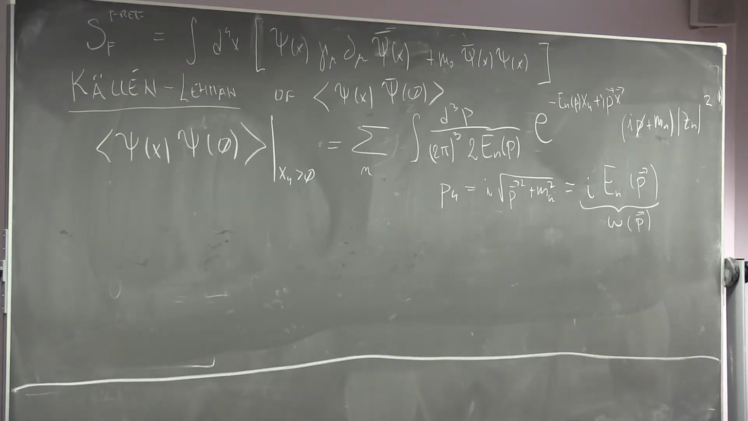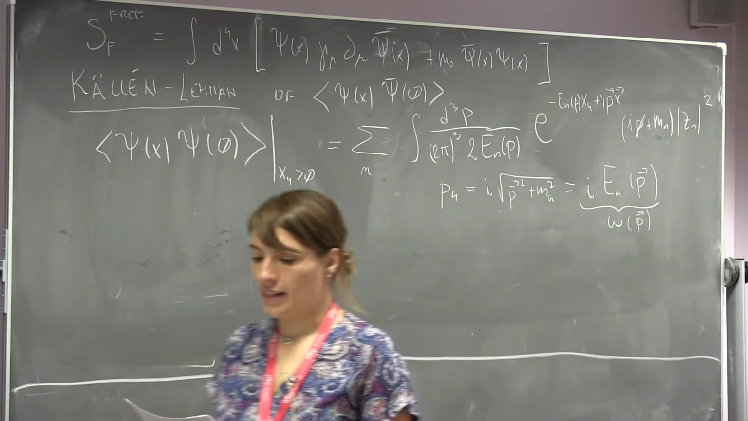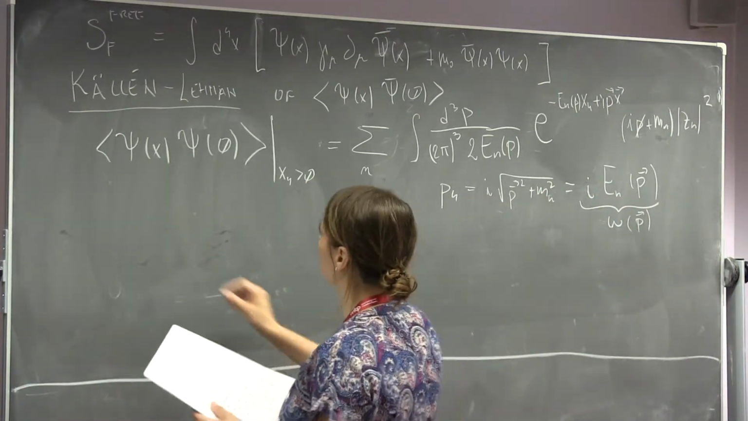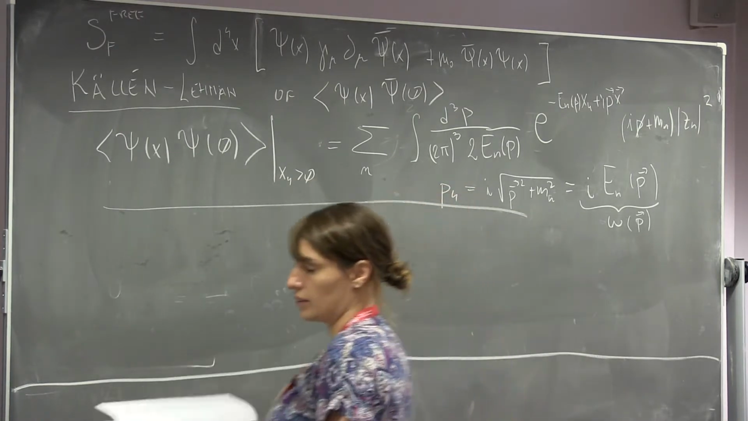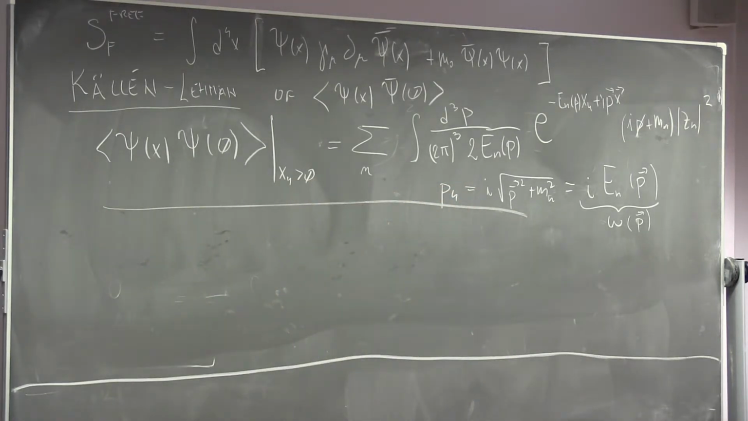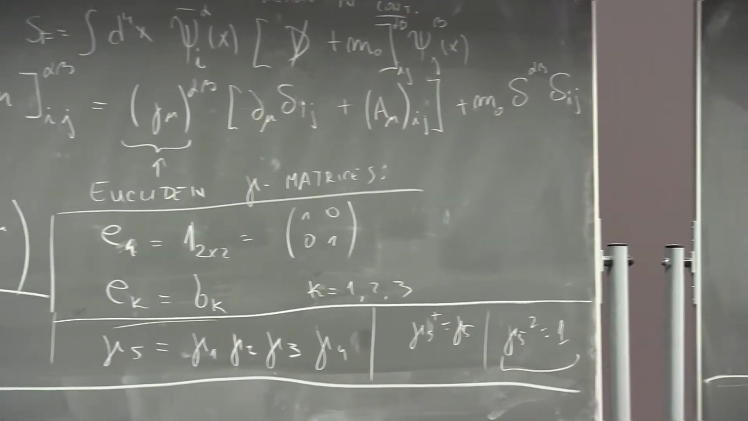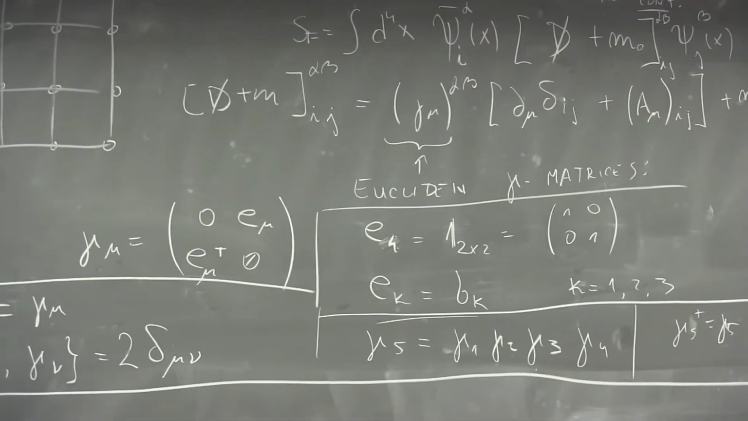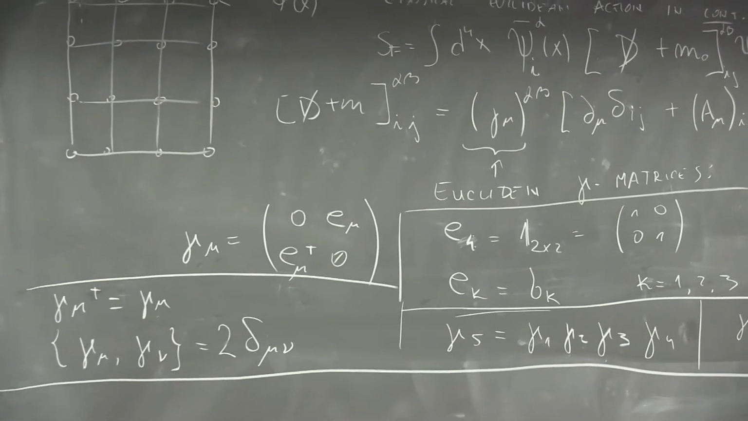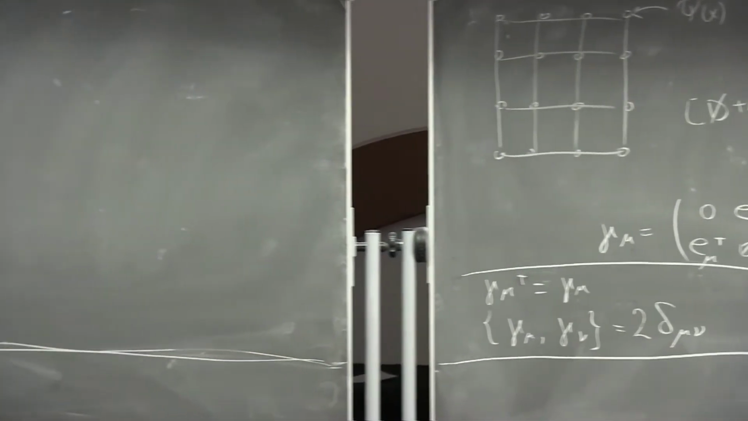We've seen in the scalar theory that the spectrum contains a single particle state with some energy E_n of p. And we will use this to study also the particle content of the discretized fermionic theory on the lattice and draw some conclusions about what is the best way to discretize the theory on the lattice.